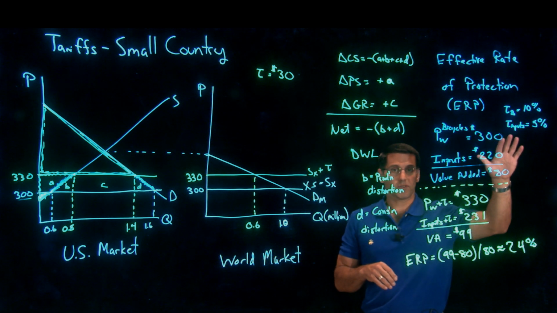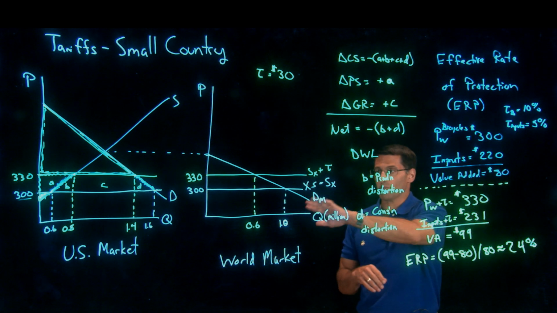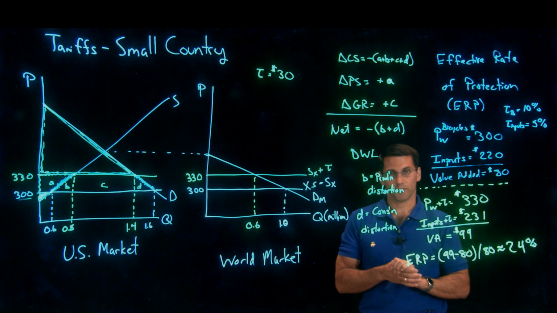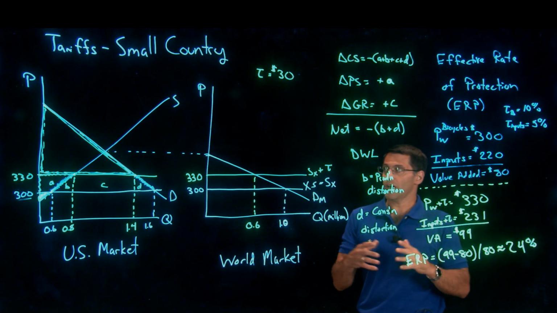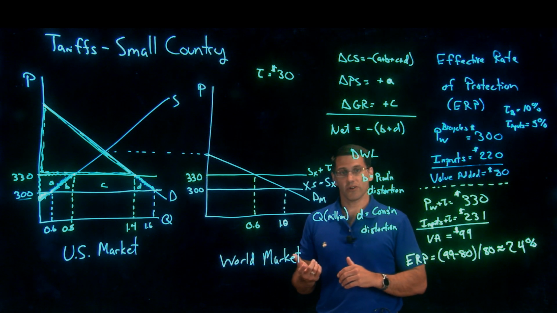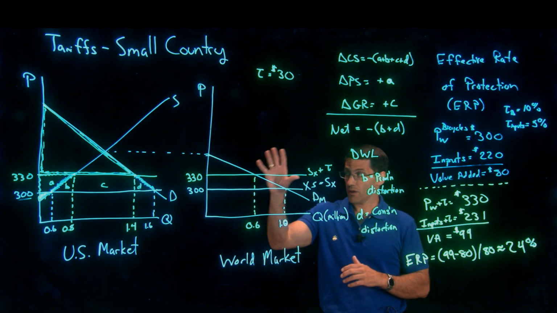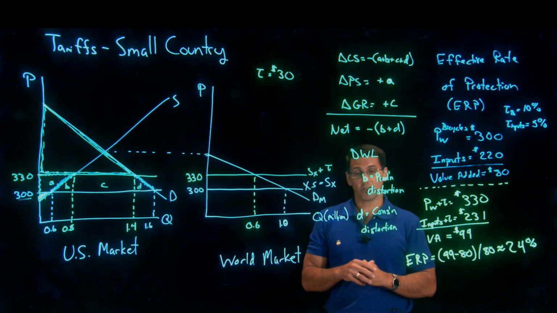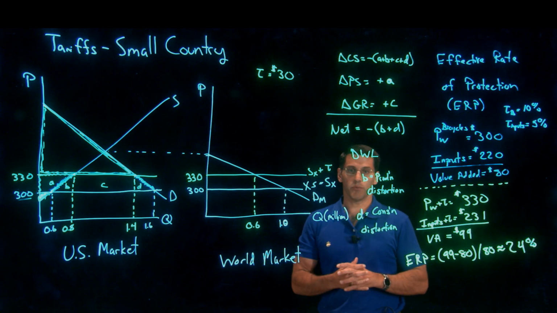And the second is the fact that we often will have tariffs not just on the finished product, but on the inputs themselves. So this is the analysis of a tariff with a small country. Next, we're going to turn our attention to what these different impacts look like when a large country imposes a tariff.